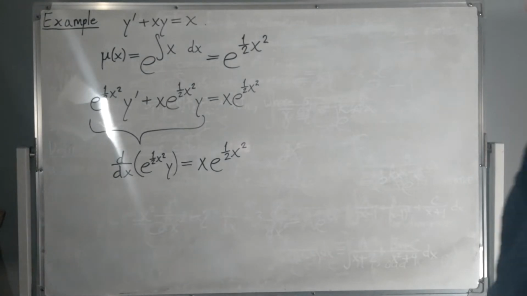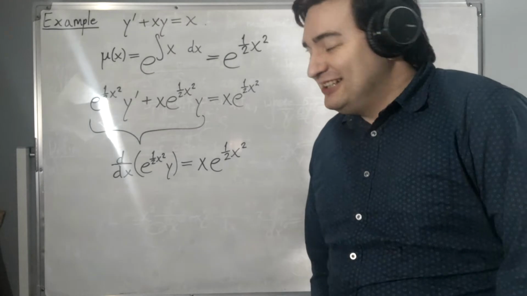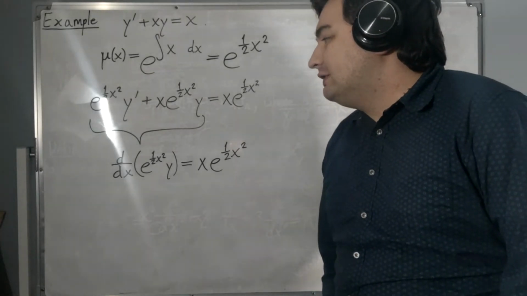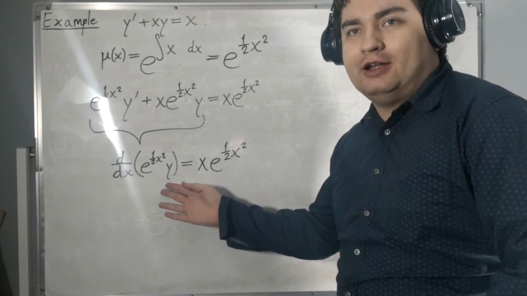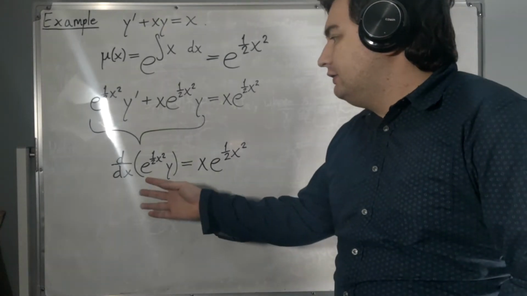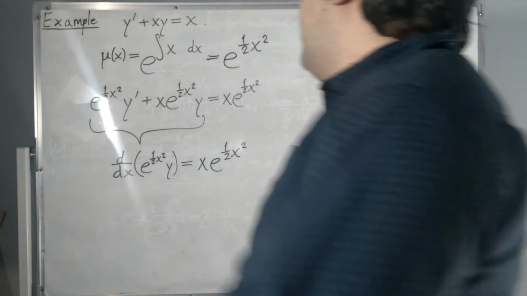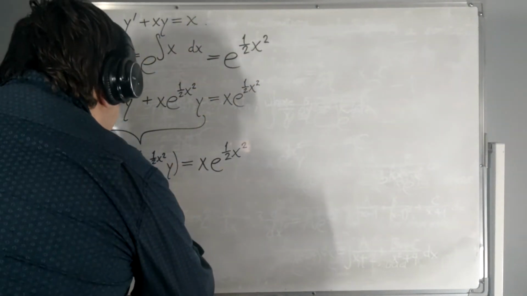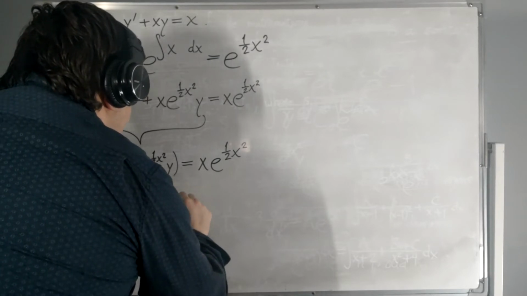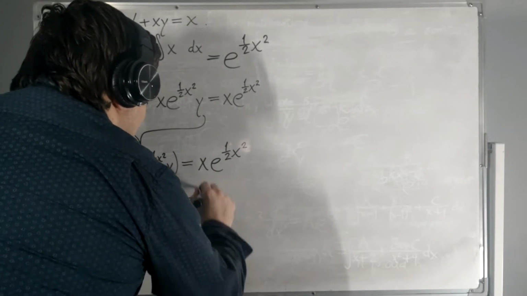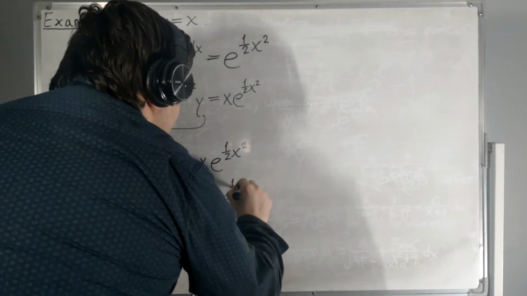All right, and at this point, we're just solving for y. Well, we were always solving for y. But at this point, there's hopefully what you can see to be an easy way to do that. To cancel this derivative, we have to take the indefinite integral of both sides. So we'll get e to the 1/2 x squared y equals the integral of x e to the 1/2 x squared.